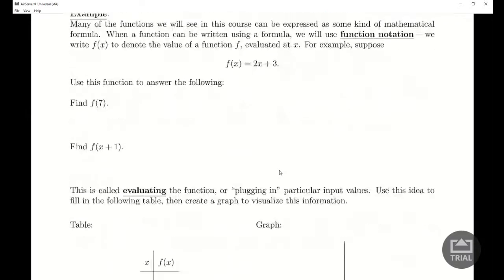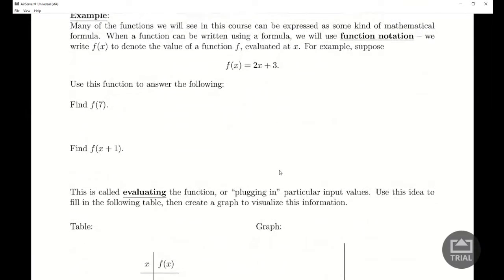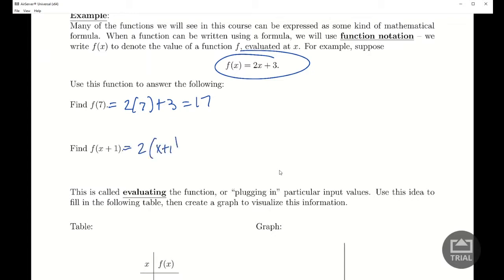So this is a thing just to practice again, the placeholder thing, f of 7. Here's our function f. This would be 2 times 7 plus 3, 14, and 3 is 17. And then f of x plus 1. You would do the same thing, just plug in the x plus 1 instead of x, and then distribute that 2. So you get 2x plus 2 plus 3, so you get 2x plus 5.